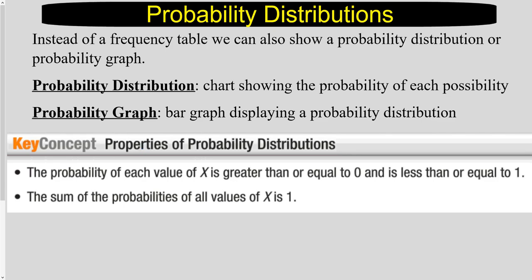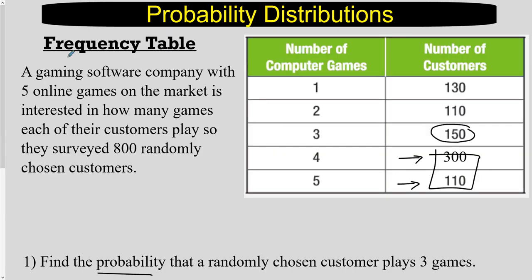Instead of a frequency table, which, let's go back, is what this is called, this is a frequency table. It shows the frequency with which certain outcomes happen. So one computer game being played occurs at a frequency of 130 customers. Okay, so this is a frequency table showing how many times something occurs.